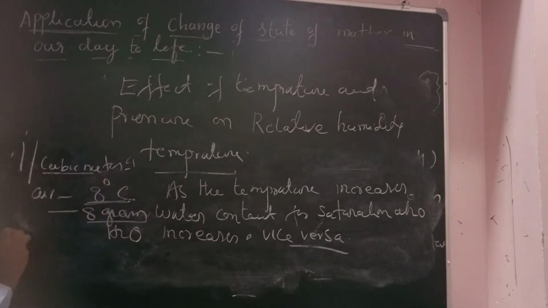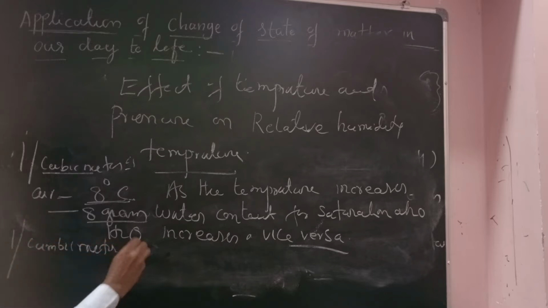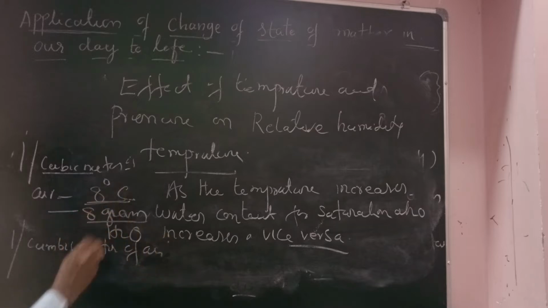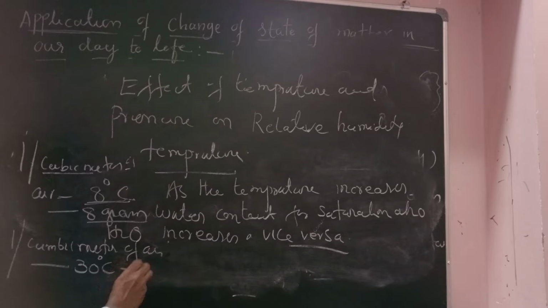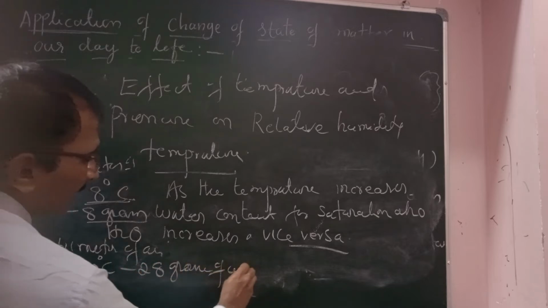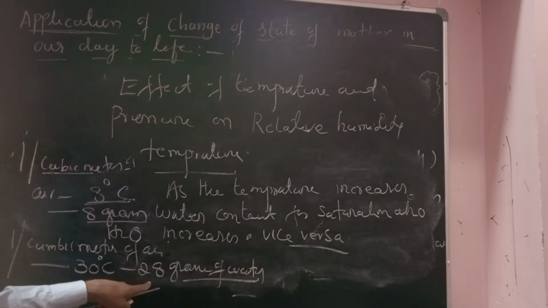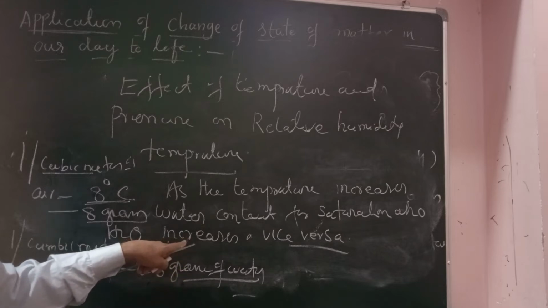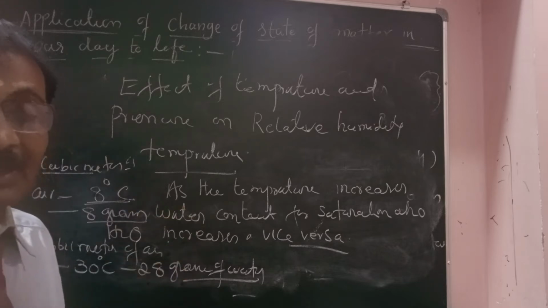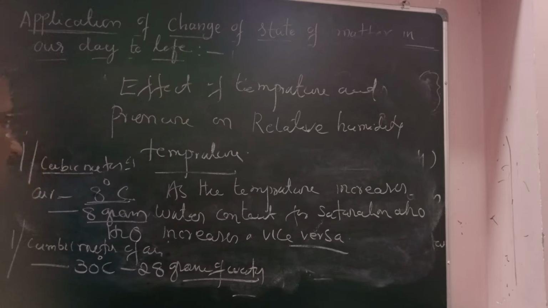If the same 1 cubic meter of air, if you increase the temperature from 8 to 30 degrees centigrade, it can hold 20 gram of water. That means as the temperature increases, the amount of water vapor that air holds for saturation also goes on increasing.